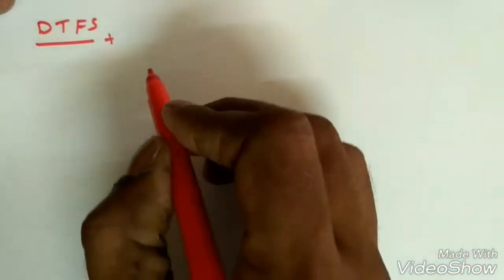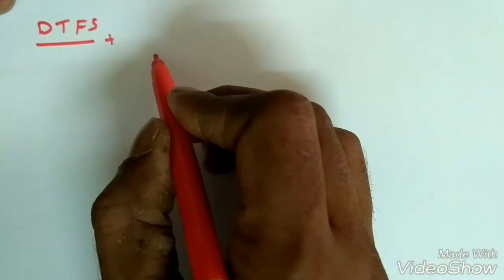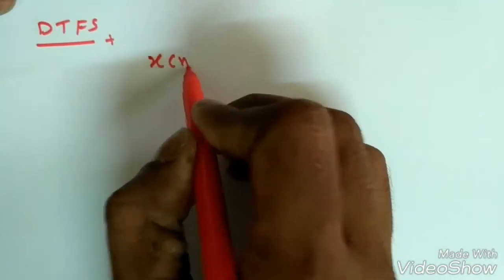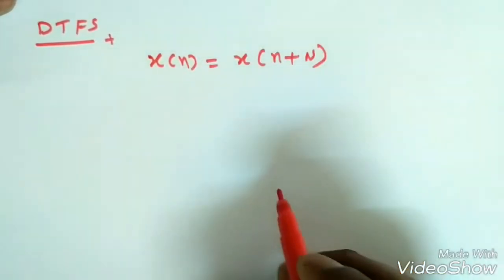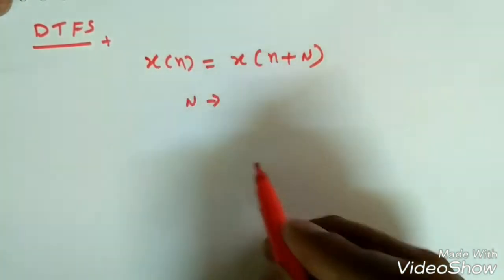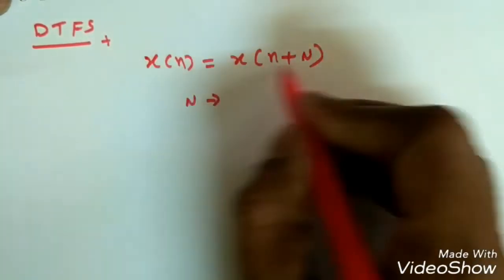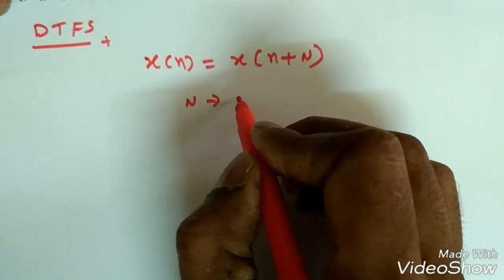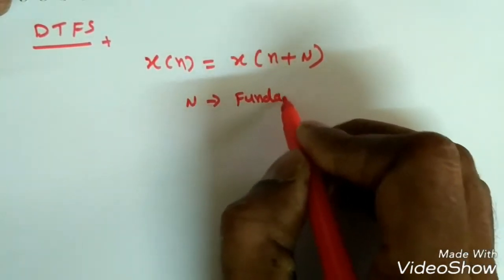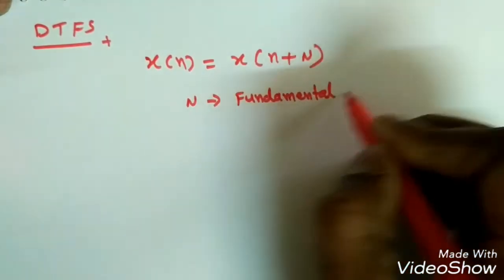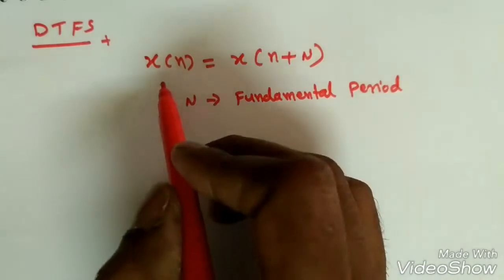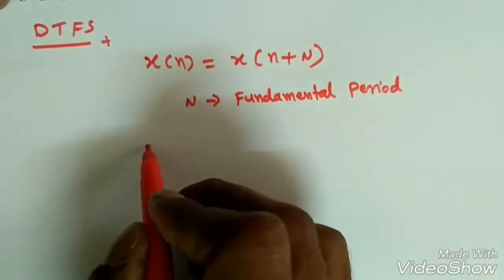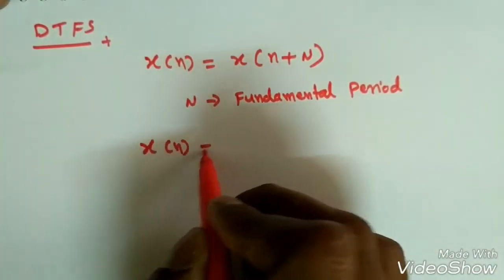Now we'll go to the discrete time Fourier series representation. Again the same condition: if any periodic signal x of n is there, it should satisfy x of n equal to x of n plus N. What is N here? It is the smallest integer for which the equation holds. This N is called the fundamental period.